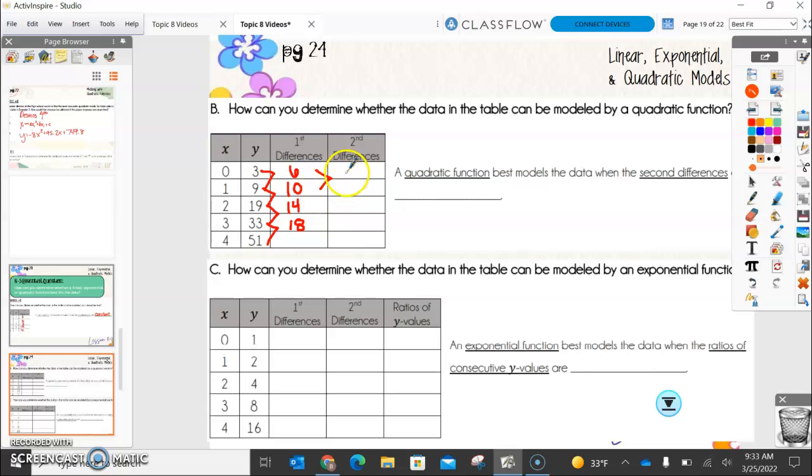The difference from 6 to 10 is a 4. From 10 to 14, oh, now that's a 4. 14 to 18, that's a 4. Believe it or not, this is actually a quadratic function. This is a parabola. So now we see that the second time we take the differences, the second differences are constant. So quadratics are what we were just dealing with in this chapter.